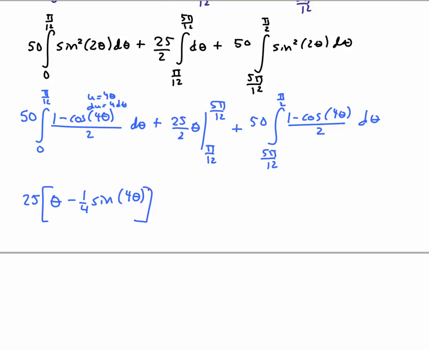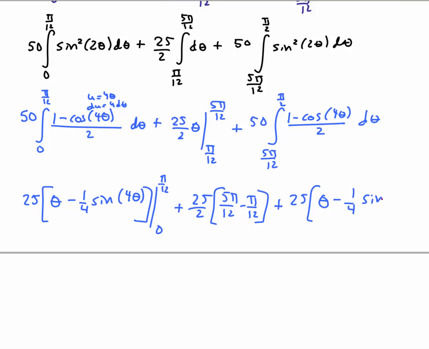Okay, now for this piece, this will be evaluated from 0 to pi over 12. Now for this piece, I'm going to go ahead and evaluate. So this would be 5 pi over 12 minus pi over 12. Half of 50 is 25. The integral of 1 d theta is theta minus 1/4 sine of 4 theta. Now this one is evaluated from 5 pi over 12 to pi over 2.